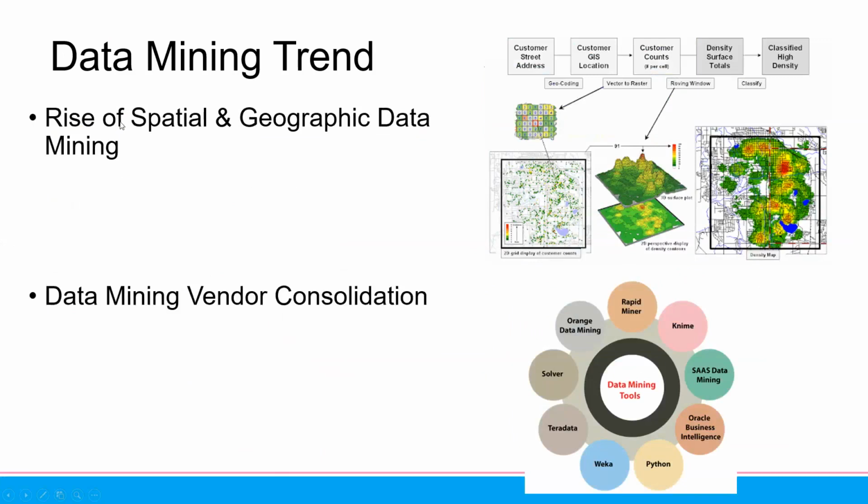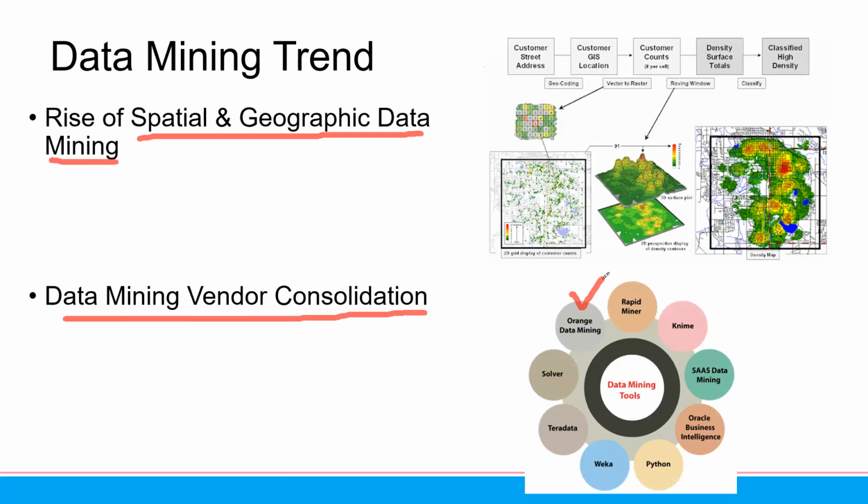And nowadays, you know, automated vehicles. Automated vehicles means vehicles without any drivers. So spatial and geographical data mining becomes important. We want to know which location is dangerous, which location has high density, which location has high traffic, and so on. So it is rising.